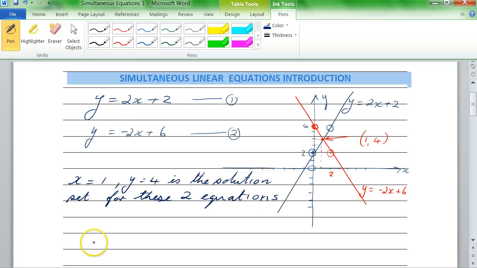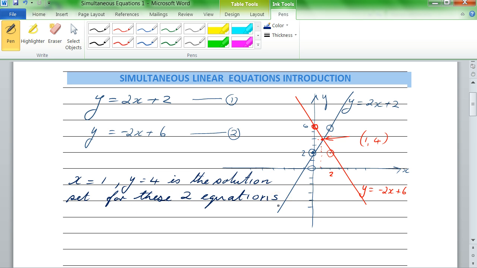So just summarising, in this situation here, we just made up these two simultaneous equations, and we found that the coordinates 1, 4 lie at the point of intersection of the two lines, and we say that x equals 1, y equals 4 is the solution set of these two equations.